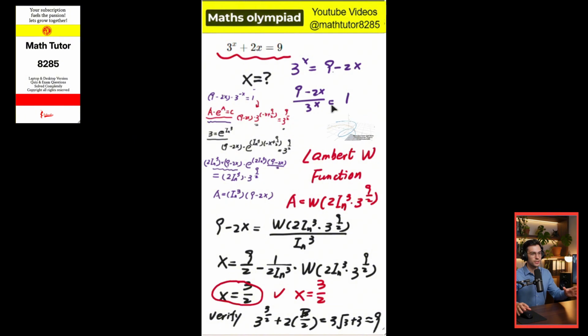To solve equations that mix algebraic and exponential terms, your goal is to reshape the equation until it fits the pattern a times e to the a equals a constant. Once that form appears, apply the Lambert W function. That's it for this question solving.